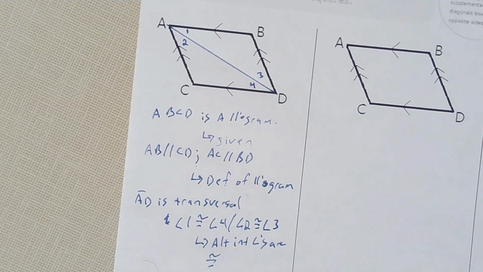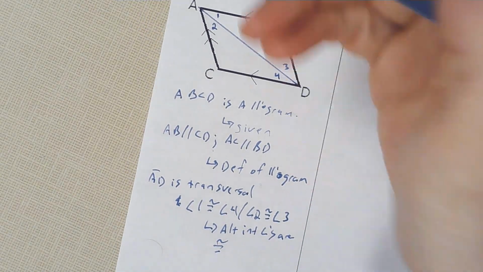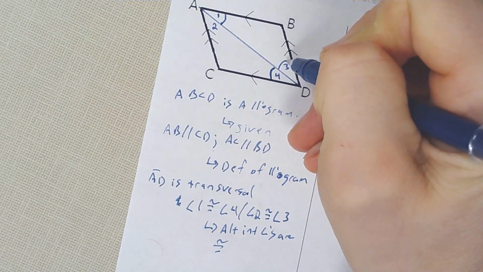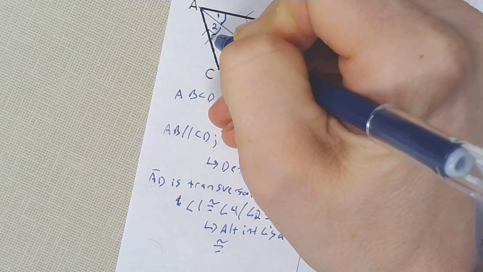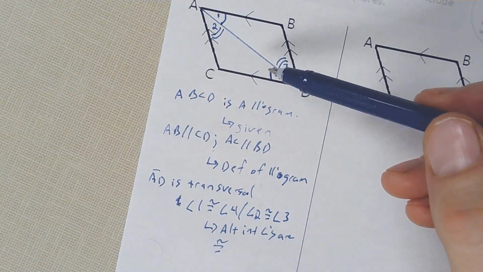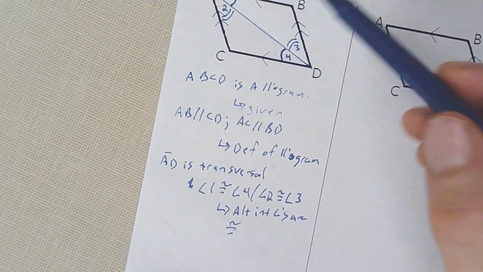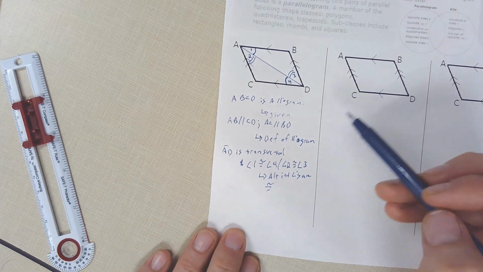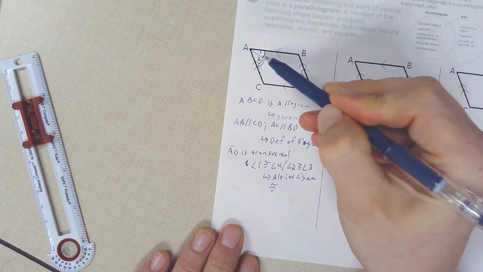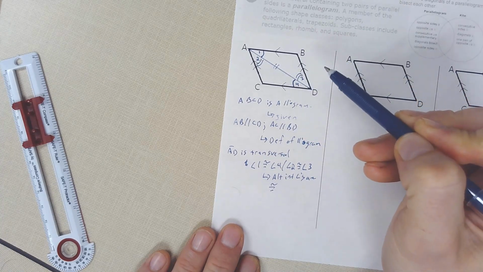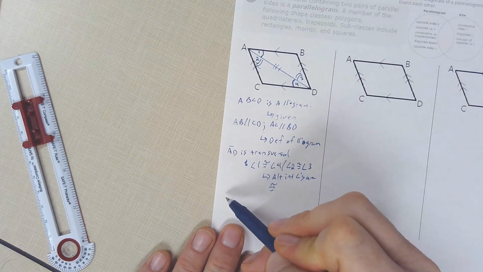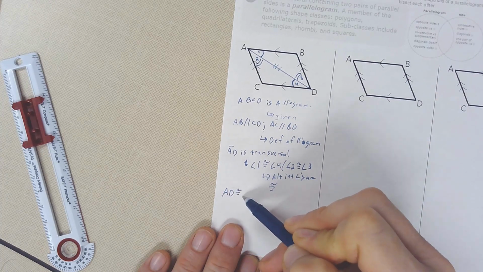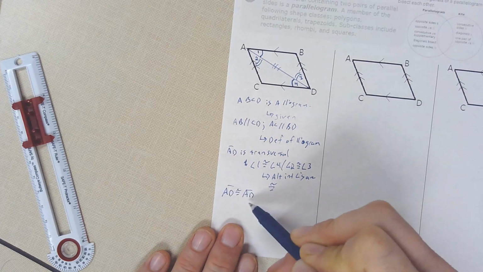So I'm going to say that this angle and this angle are congruent, and this angle and this angle are congruent. Okay, so that's true. And I also can say, let me zoom out a little bit. Well, I guess it's as little as I can zoom out. I can also say that line segment AD is congruent to line segment AD because of the reflexive property.